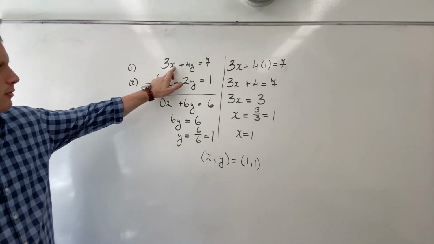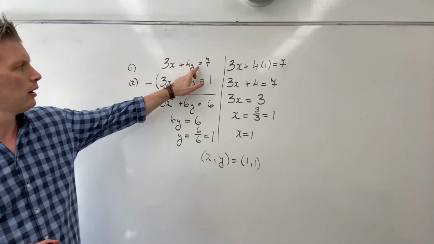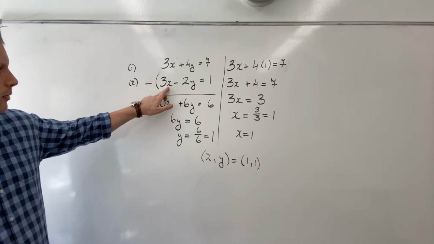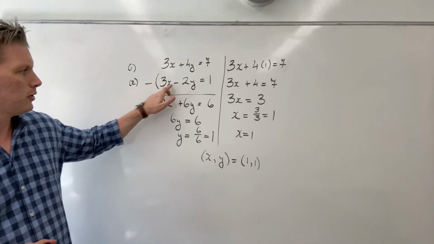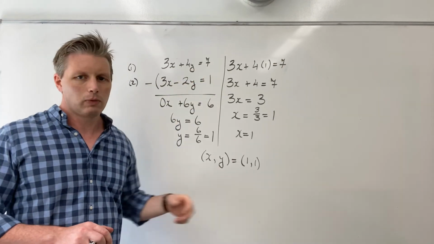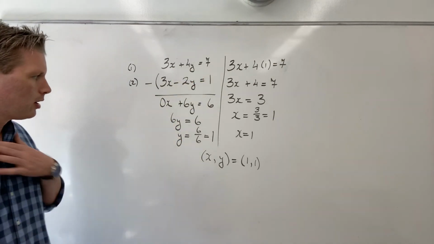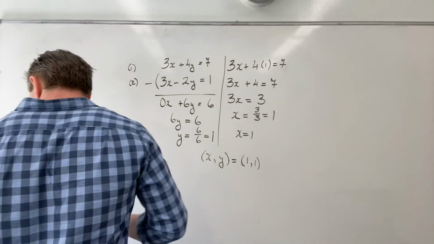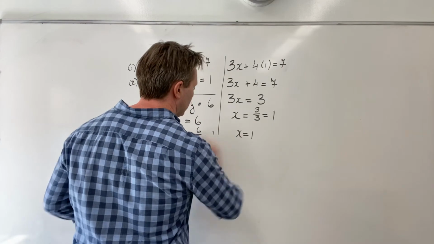3 times 1 is 3, plus 4 times 1 is 4. 3 plus 4 is indeed 7. 3 times 1 is 3, minus 2 times 1 is 2. 3 minus 2 is indeed 1. So you can see that these values of x and y satisfy both of these equations. Okay, let's do another one like this that is somewhat more challenging.